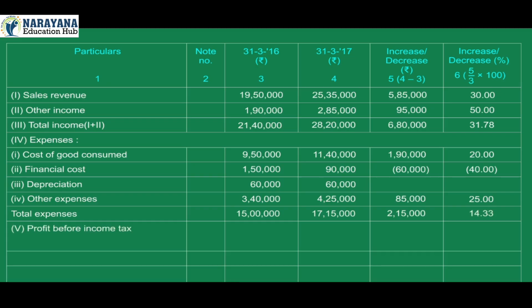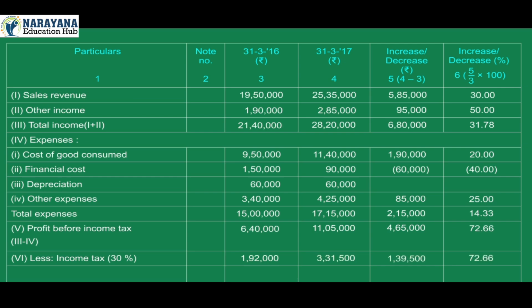5. Profit before income tax 3 minus 4, 6 lakh 40,000, 11 lakh 5,000, 4 lakh 65,000, 72.66%. 6. Less income tax 30%, 1 lakh 92,000, 3 lakh 31,500, 1 lakh 39,500, 72.66%. 7. Profit after income tax 5 minus 6, 4 lakh 48,000, 7 lakh 73,500, 3 lakh 25,500, 72.66%.